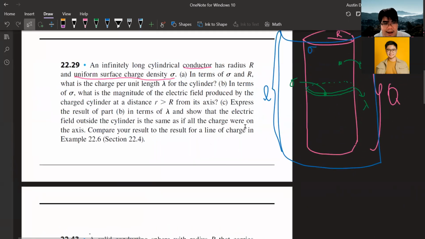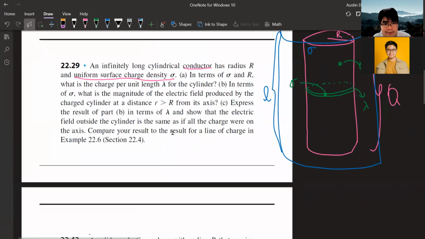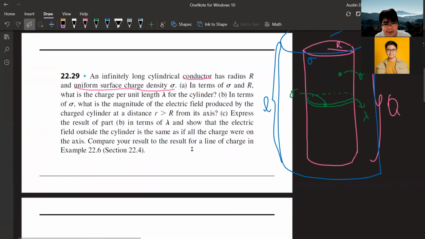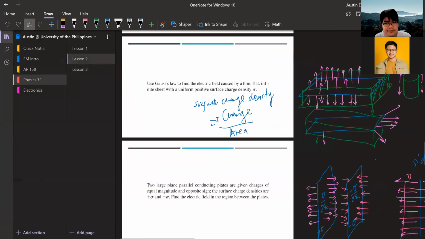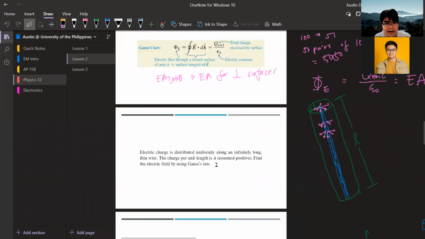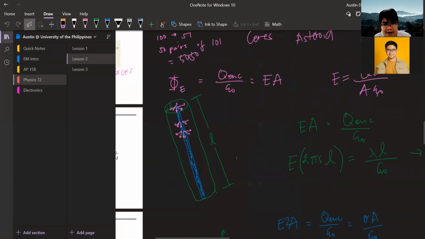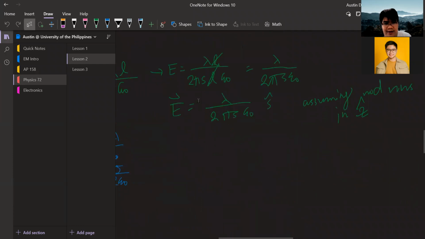Explain mo na lang bakit nga ba parang yung electric field is coming from the axis. Ang clue niya would be compare your result to the result for the line charge. Okay, so tinry natin yung line charge kahapon, I think. Ayun, ito. Electric charge distributed. Okay, ito na yung infinite long thin wire. And tinry na natin to. Ito yung sagot. Very similar to dun sa atin.